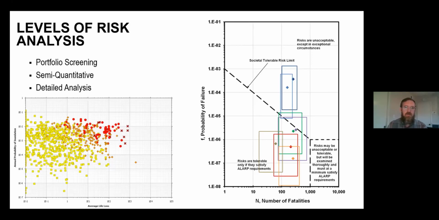So in order to understand the risk, we need to be able to quantify the number of fatalities, and the consequences model is the way we do that.